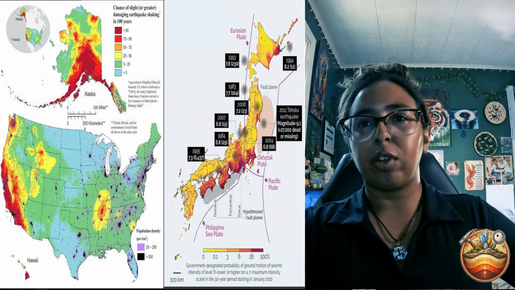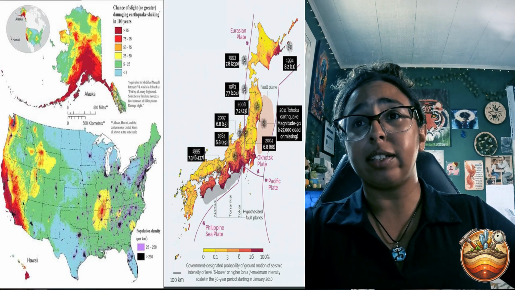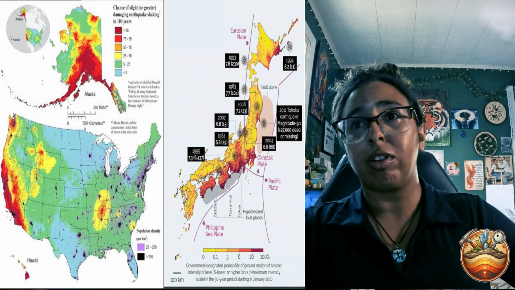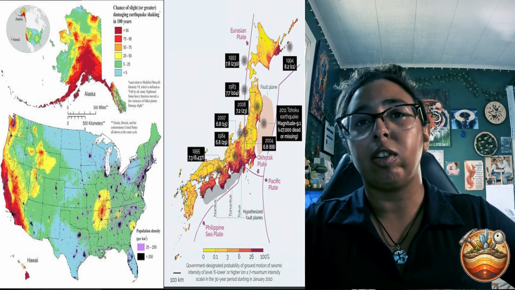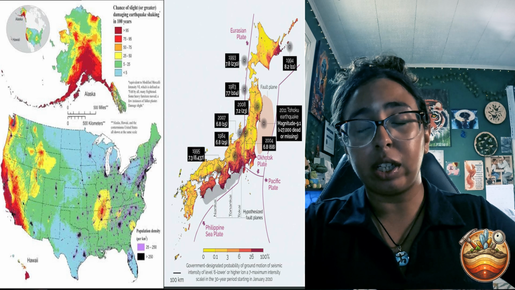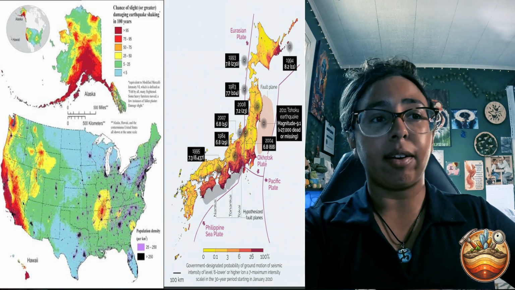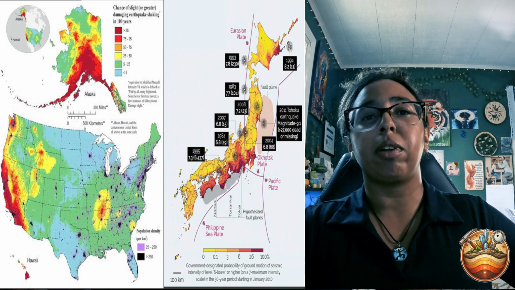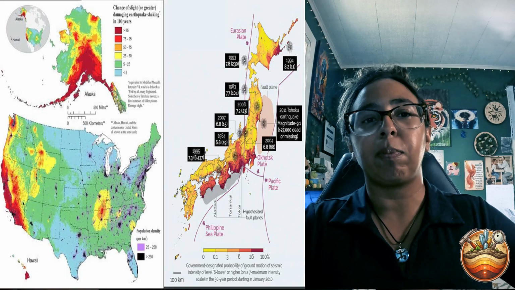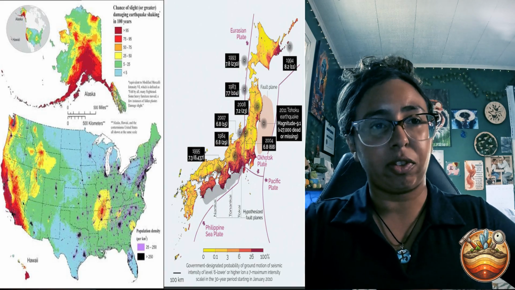And the same thing for the Japan list. You'll notice that all of Japan is in at least the yellow region. That's because Japan is along a tectonic plate boundary. So yeah, keep that in mind. The closer you are to tectonic plate boundaries, the more likely you are to experience seismic activity. That's the general rule of thumb.